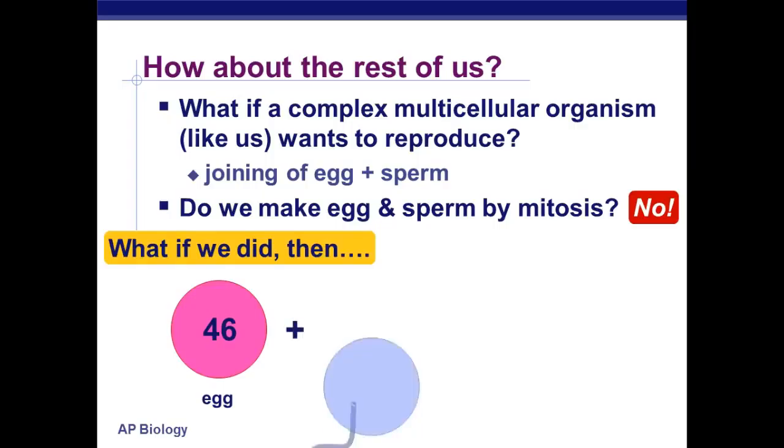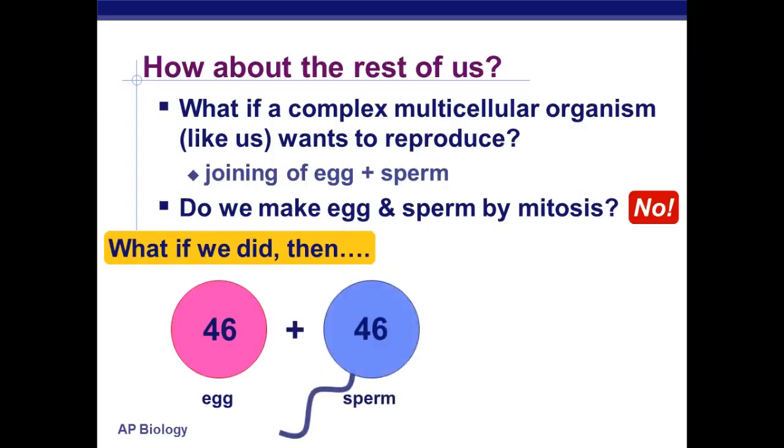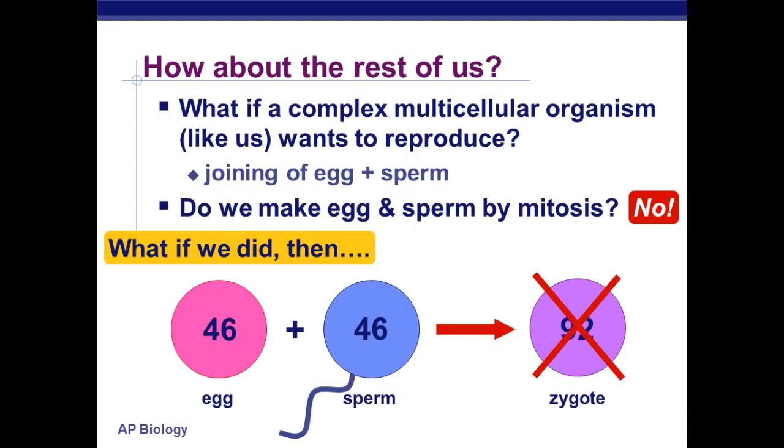The egg had 46 chromosomes, and the sperm had 46 chromosomes. That's going to result in a zygote, a fertilized egg, of 92. If we continue that process generation after generation, we keep doubling the number of chromosomes. That doesn't seem like a very sensible way to reproduce.